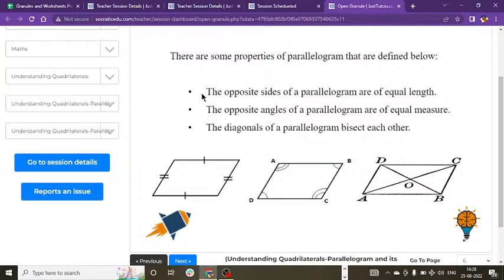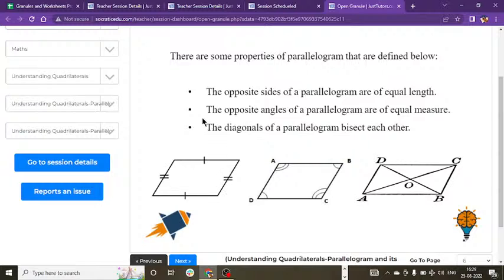So the very first point that we come across is the opposite sides of a parallelogram are equal in length. So जैसे कि मैं शुरू से कहते आ रही हूँ कि parallelogram के जो opposite sides होते हैं आपके दोनों equal in length होते हैं. So this and this are equal, and these two are also equal.